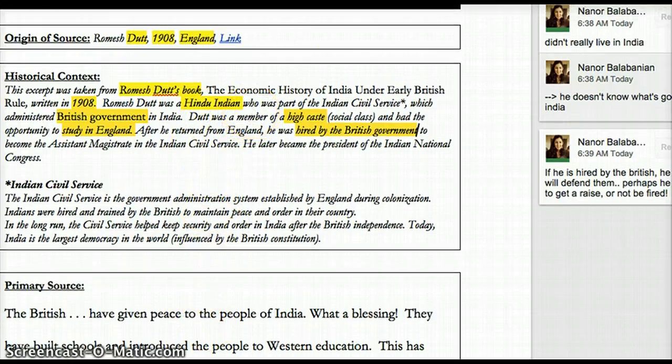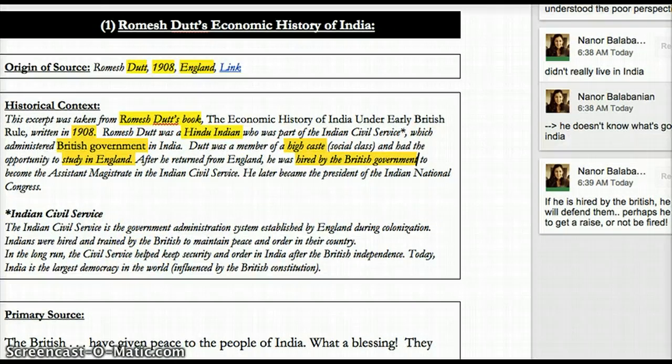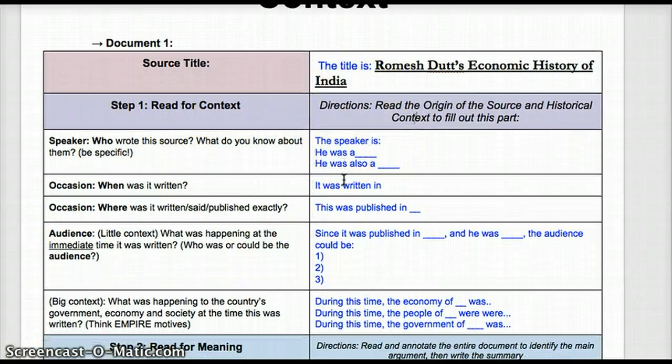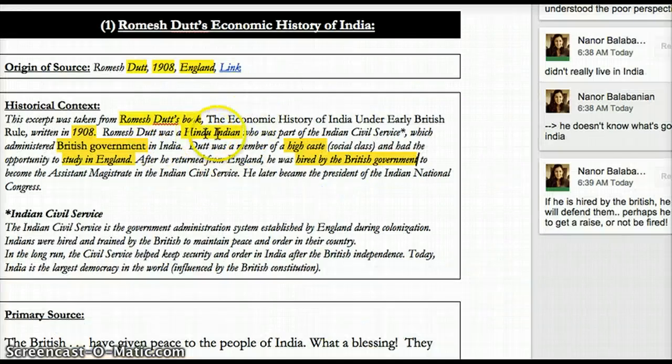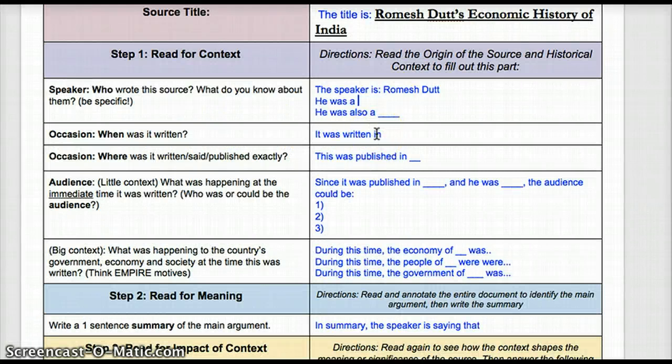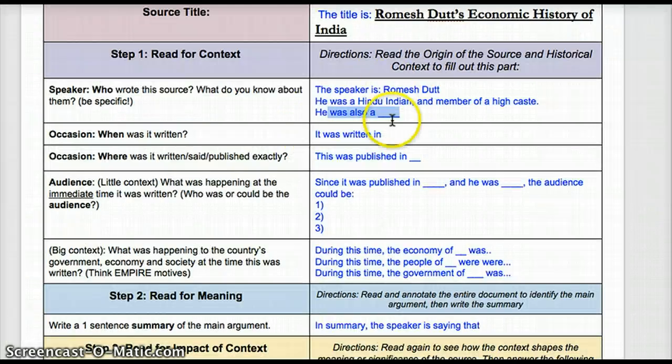And so let's actually, first of all, pause here and write down whatever we know right over here, which is in step 1, all the stuff we found out. So who's the speaker? It's Romesh Dutt. He was, let's go back to see, a Hindu Indian and a member of a high caste. What else do we know about him? We know he's hired by the government. He was also hired by the British government to work in India.